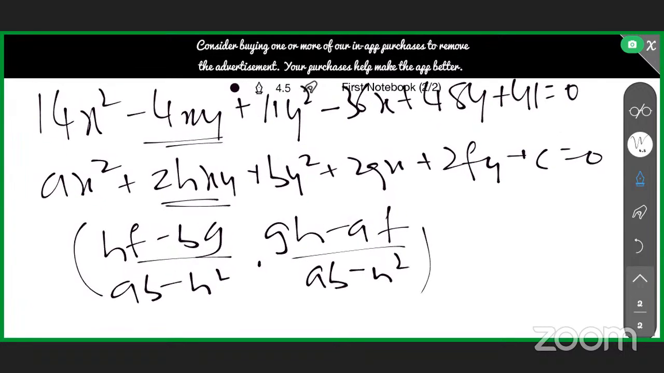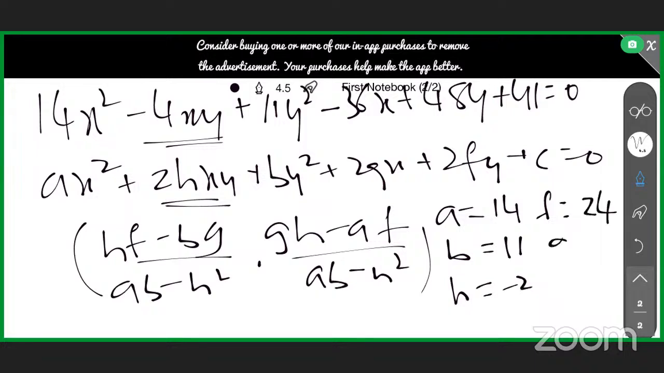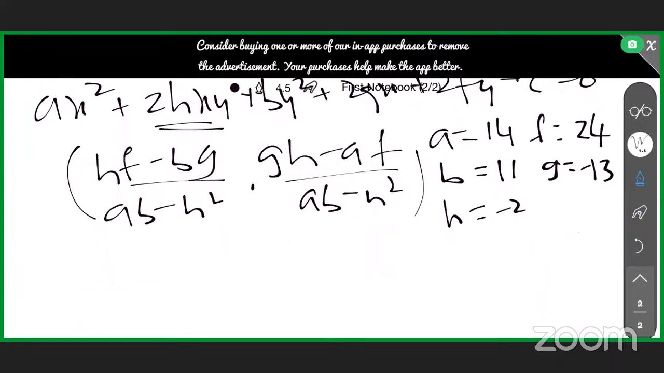Now, first find all the values. A value is equal to 14. B value is equal to 11. Then H value is equal to minus 2. F value is equal to 24. G value is equal to minus 13. Then any other value you want? A, B, G, F, H. Enough. No need of finding C and so on. Put all the values in the formula.